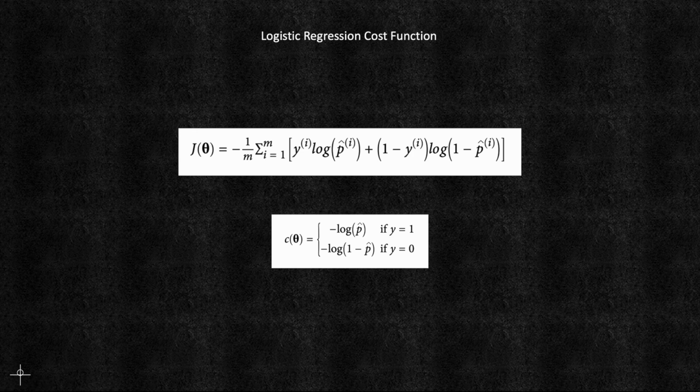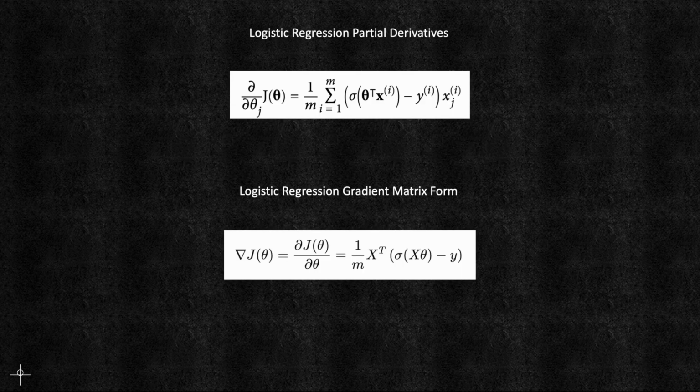There is no closed form equation to calculate the optimized theta, but the cost function is convex, so we can use gradient descent to find the global minimum. This is the partial derivative of the cost function with regard to the jth theta. And this is the matrix derivative form. After we have this formula, we can use batch gradient descent, stochastic gradient descent, or mini-batch gradient descent to train a logistic regression model and get the optimized theta.